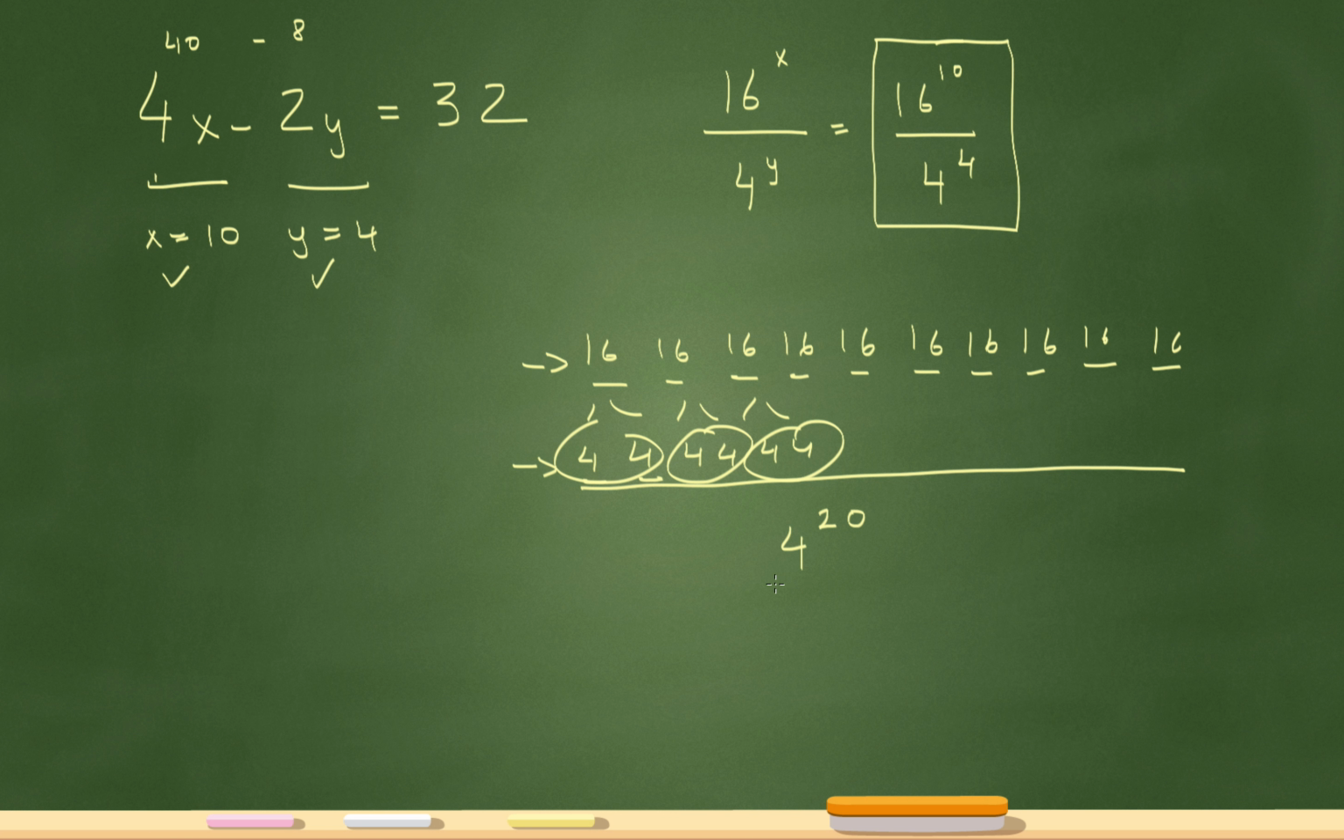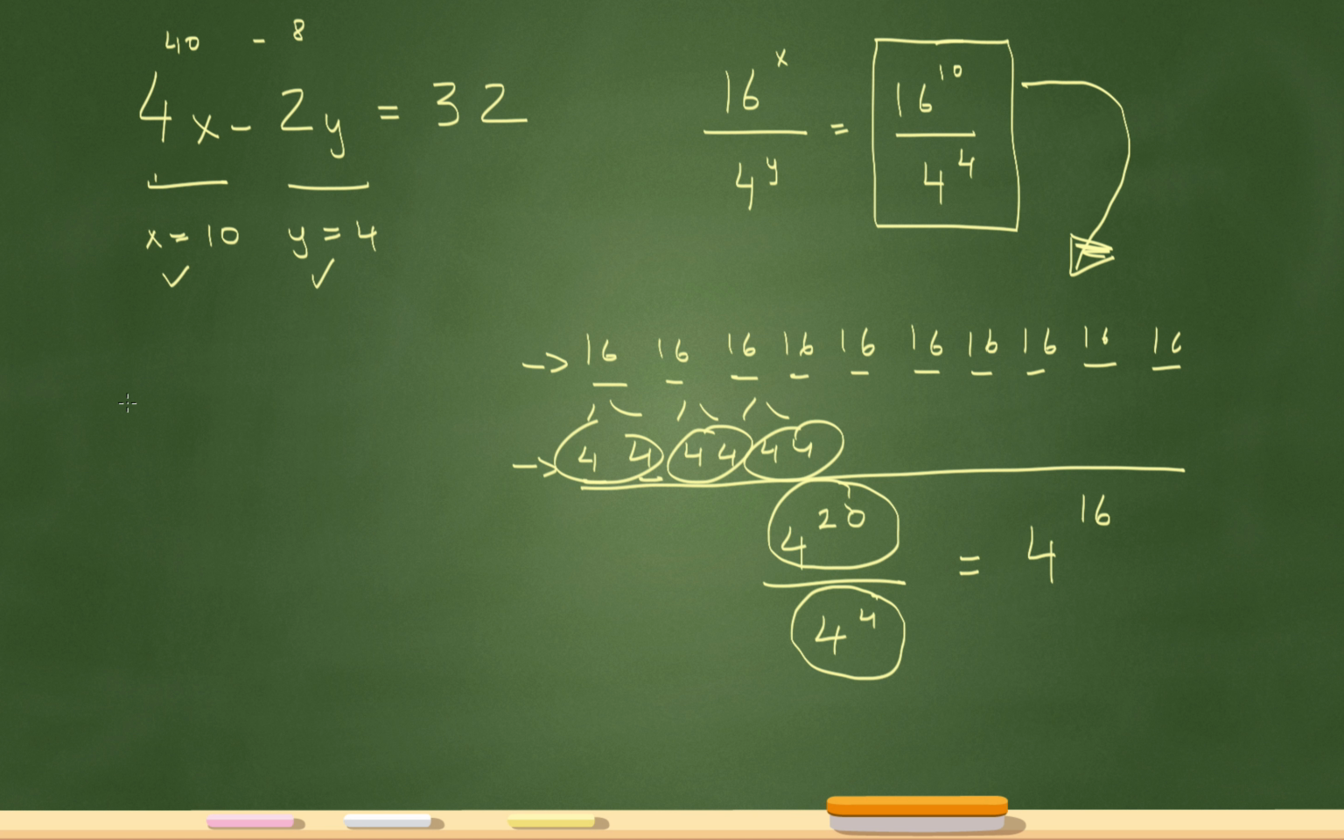So that'll be twenty 4s. And then now in the denominator, I still have 4 to the 4th. So what I just figured out was how I can rewrite 16 to the 10th. 16 to the 10th can be rewritten as 4 to the 20th. And in the denominator, I still have 4 to the 4th. See, now it's getting a little bit simpler because if I have the same base, I can subtract my exponent. So this will become 4 to the 16th.